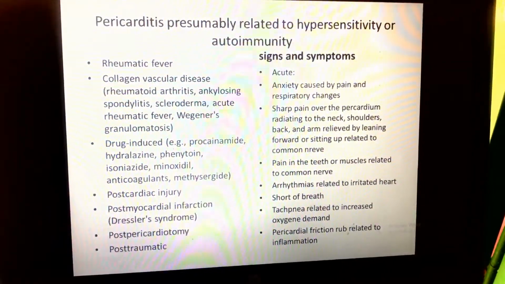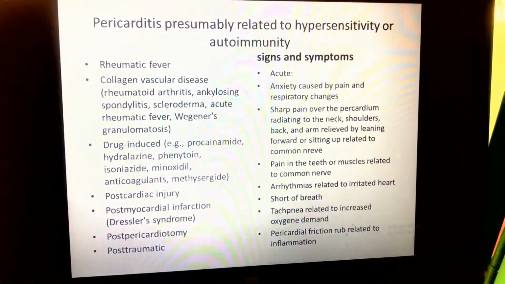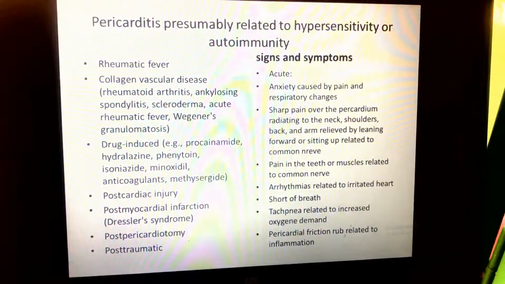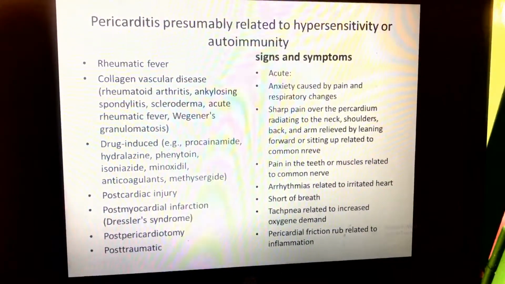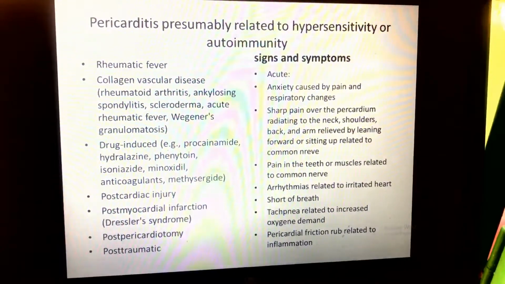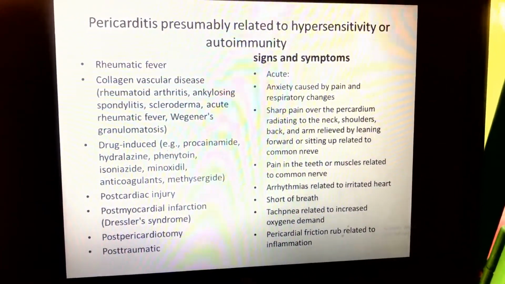Now, we have an autoimmunity disorder. The signs of pericarditis include acute anxiety caused by pain and respiratory change, sharp pain over the pericardium radiating to the neck, shoulder, back, and arm, relieved by leaning forward or sitting up, related to the vagus nerve.